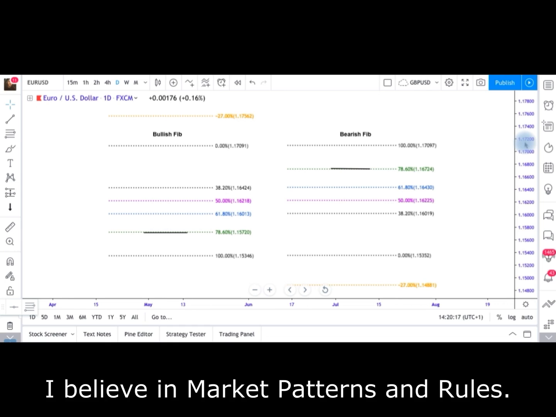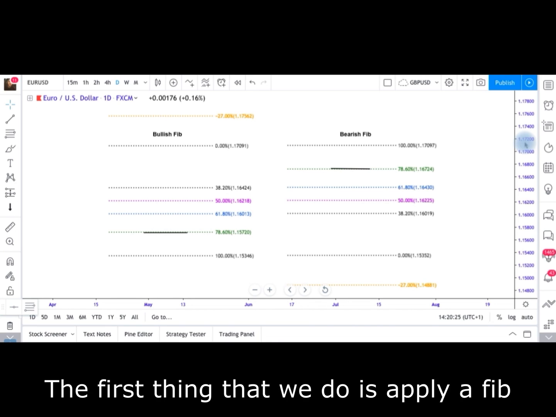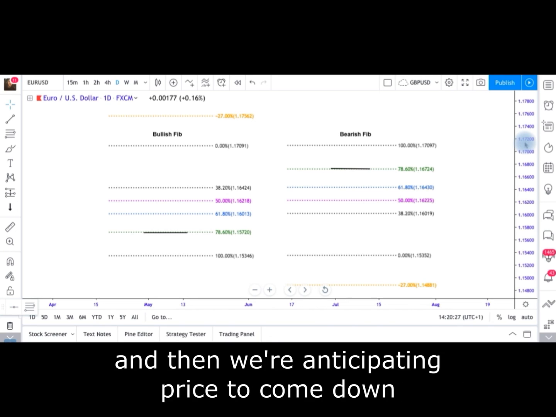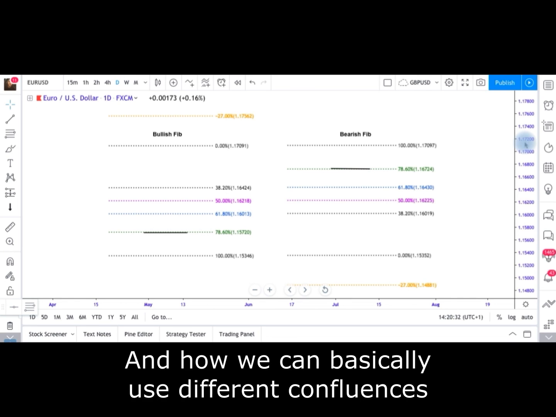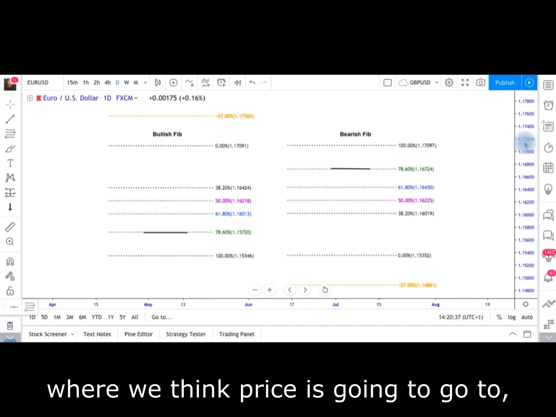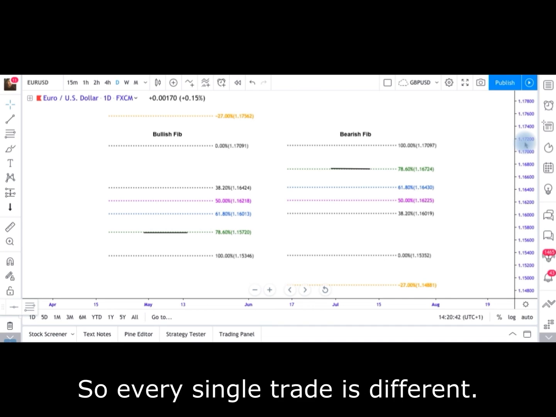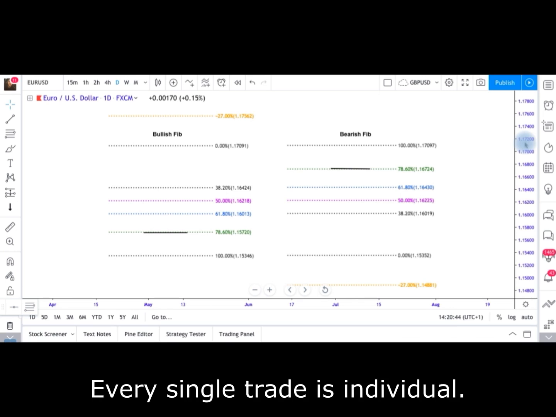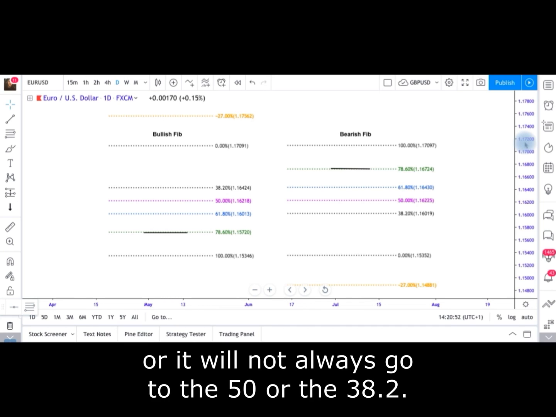So I've covered this, I believe, in the market patterns and rules video, where I explain waiting for price to stop. The first thing that we do is apply a fib, and then we're anticipating price to come down to one of our fib ratios, and how we can use different confluences such as previous market structure or trend lines to try and determine where we think price is going to go, which ratio it is going to go to. So every single trade is different. Every single trade is individual, and every single trade will not always go to the 61.8, or it will not always go to the 50 or the 38.2.